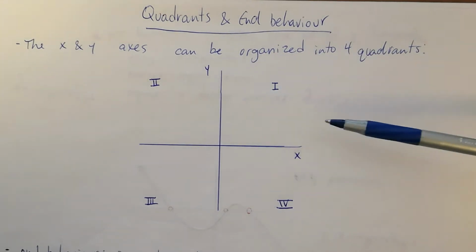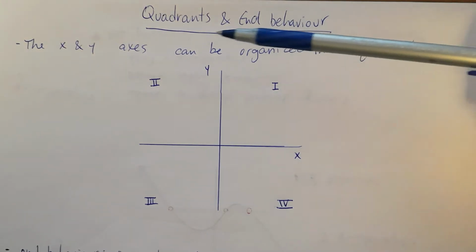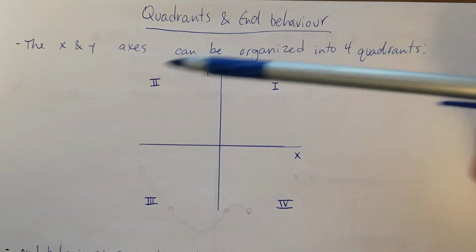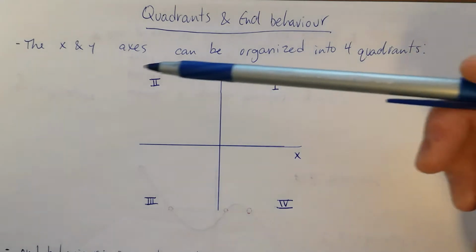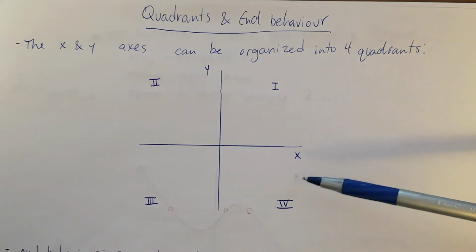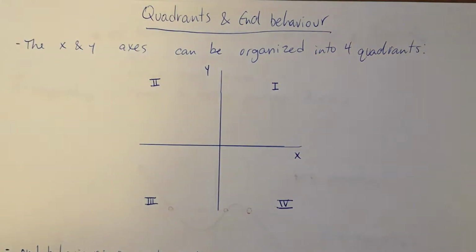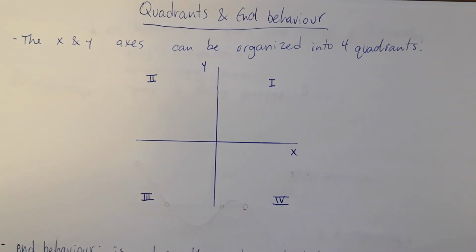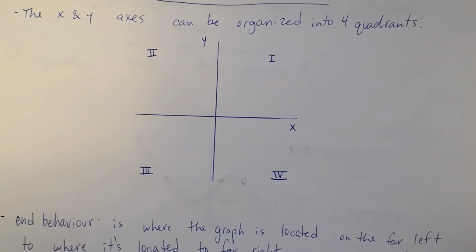The top right is quadrant 1, and then they progress as you go anti-clockwise around. So it goes 1, 2, 3, 4. Those are the quadrants. And they're always in Roman numerals. Again, I didn't make that up. That's just how they do it, so I'm going to do it the same way.